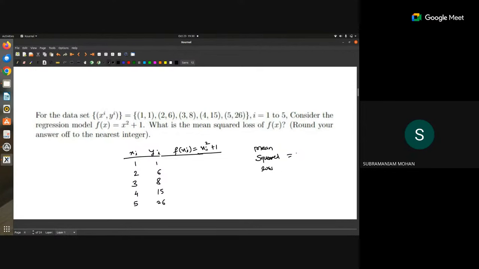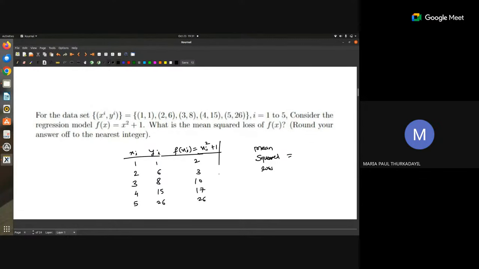Fine. So okay, solve it now. So for first, what is it? 1 square plus 1, 2. 2 square plus 1, 3. 3 square plus 1, 10. 4 square plus 1, 70, 5 square plus 1, 26, right?